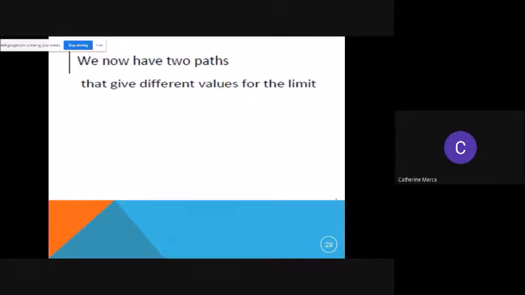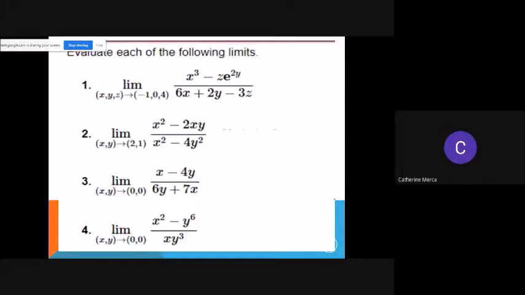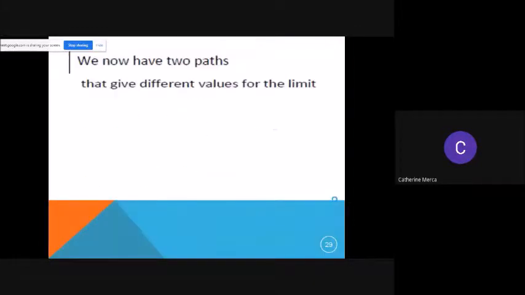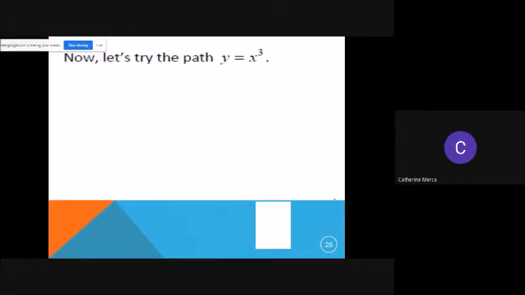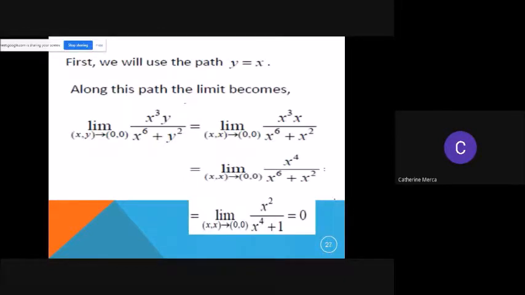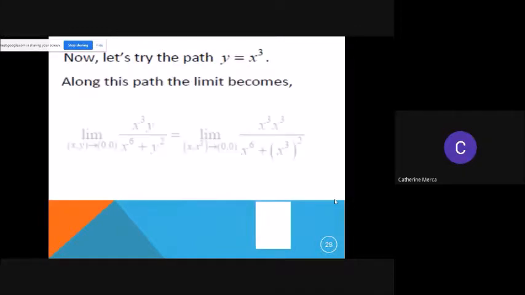So we now have two paths that give two different values for the limit. Ang isa, you have the following. Balikan lang nako para makita ninyo. So 1/2 diri ang value, no? But sa isa, it is 0. So na-exist na duha na different values for two different paths, meaning to say the limit does not exist.